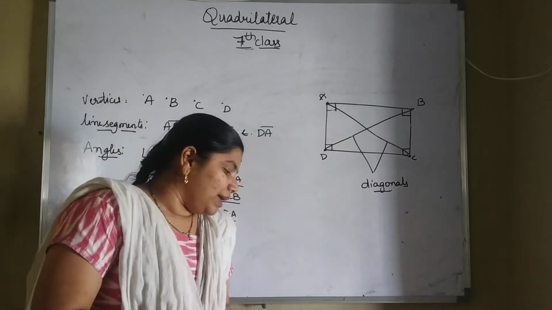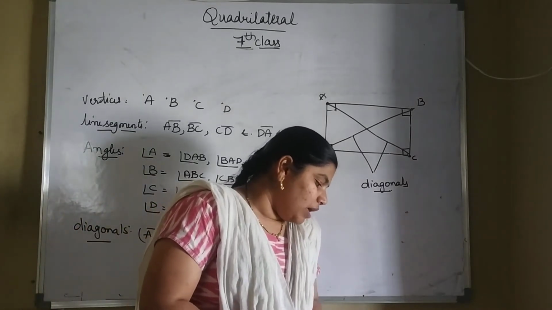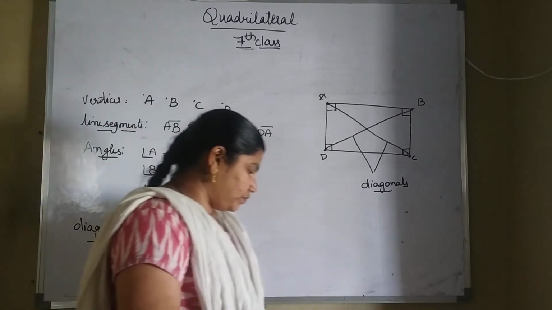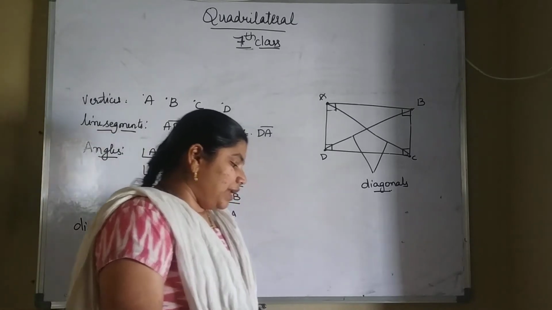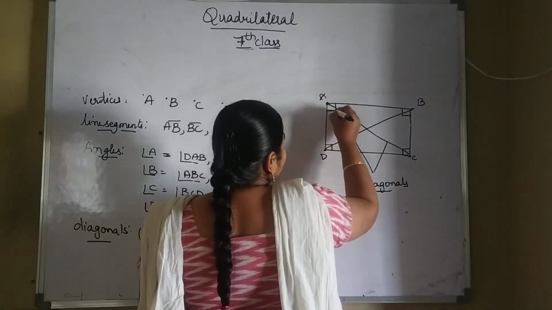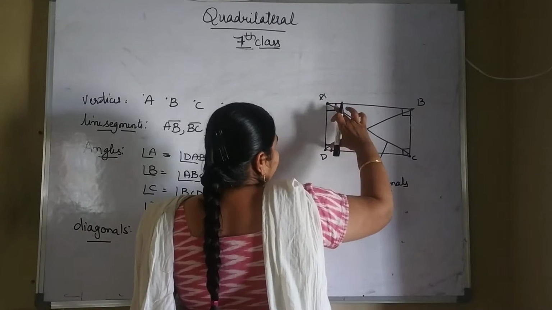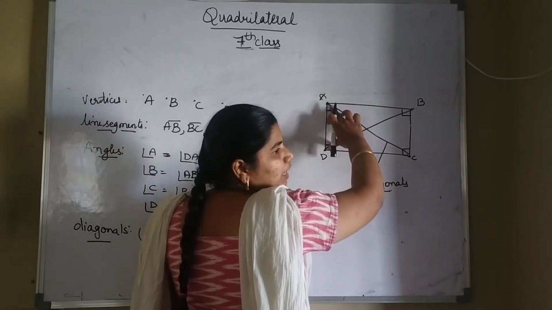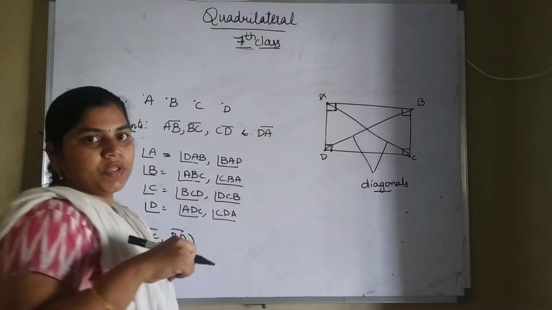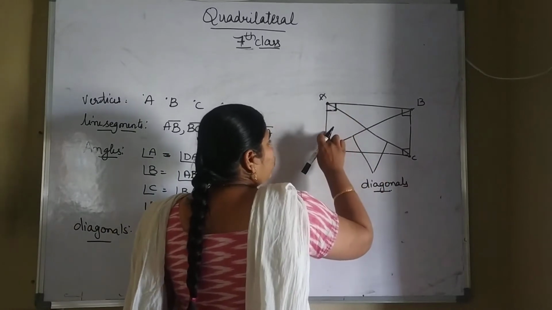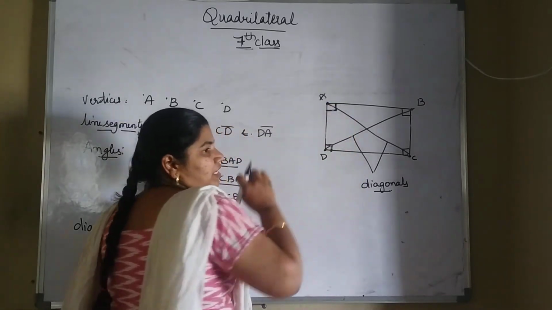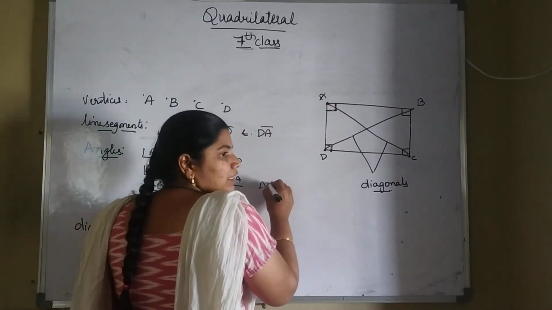And now, 2 angles of a quadrilateral having a common side are called adjacent angles. If you take these 2 angles, angle A and angle D, these 2 are adjacent. Why am I saying these 2 are adjacent? Because these 2 angles have only one common side. So we can say angle A and angle D are adjacent angles. So what are adjacent angles here?